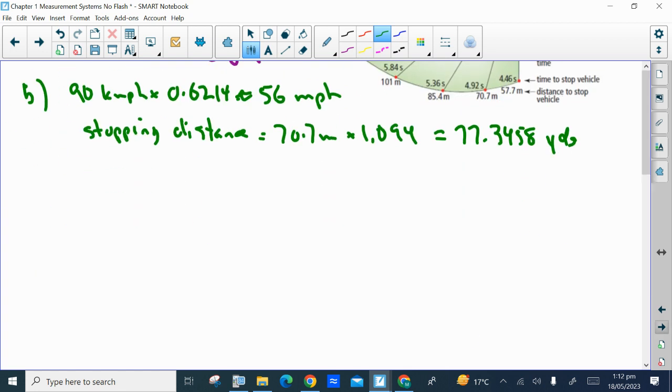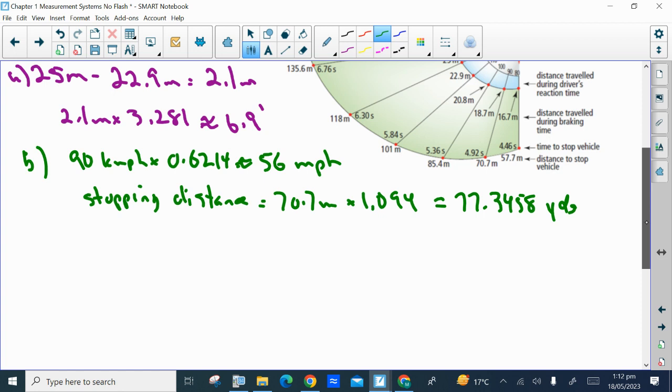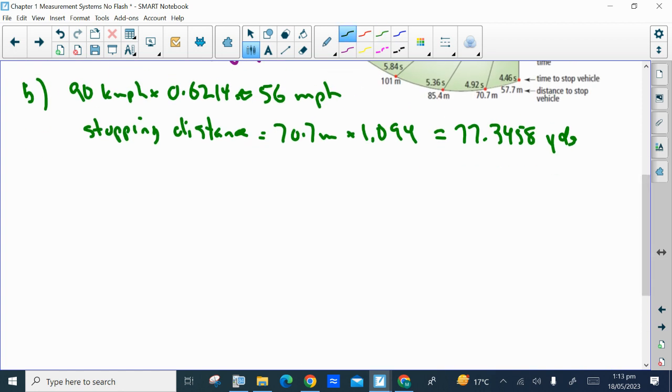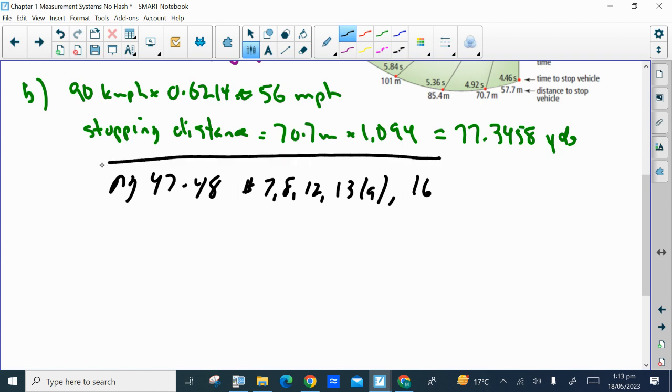So once again, you guys are going to have a quiz on Monday on this stuff. Page 47 to 48, numbers 7, 8, 12, 13A is what you're going to work on, as well as 16. For practice, I will post the solutions to Google Classroom so that you can check your work. I would encourage you to do that, because you need to be ready for your quiz on Monday.